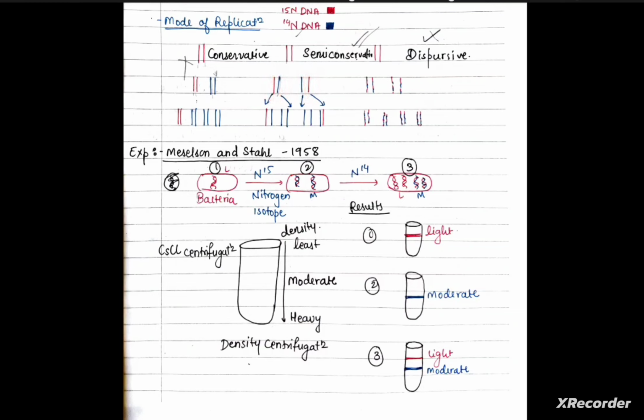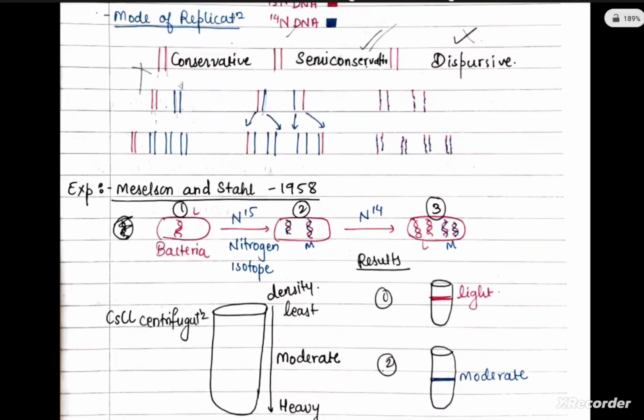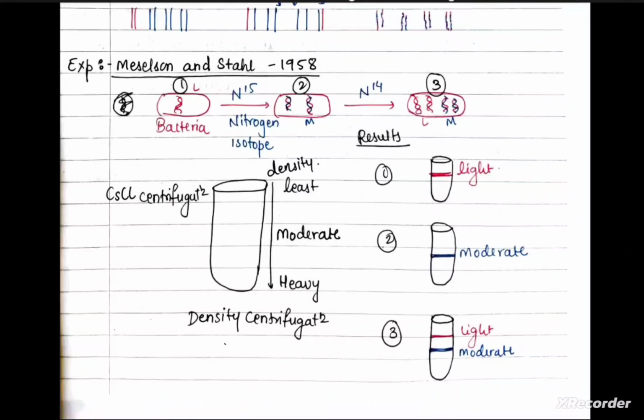Dispersive was saying something else. It was like the newly synthesized strand would be complementary to the template, and everything is dispersed. Now, in order to find out which model is correct and prove that it was semi-conservative, Meselson and Stahl came up with a brilliant experiment. Initially, you should remember that they cultured bacteria in the light isotope N14, which is a lighter isotope of nitrogen.